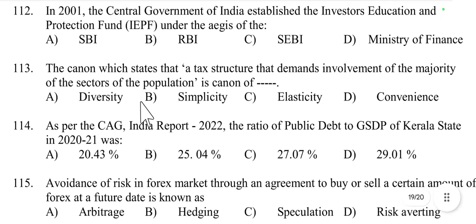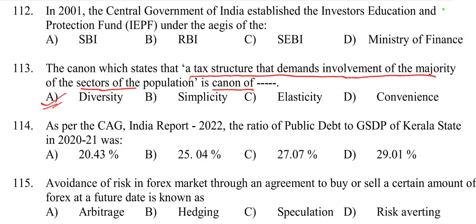Then come to question number 113. The canon which states that a tax structure that demands involvement of the majority of the sectors of the population is a canon of diversity, simplicity, elasticity or convenience. It is called the canon of diversity, because the canon which states that a tax structure that demands involvement of the majority of the sectors of the population is called the canon of diversity.